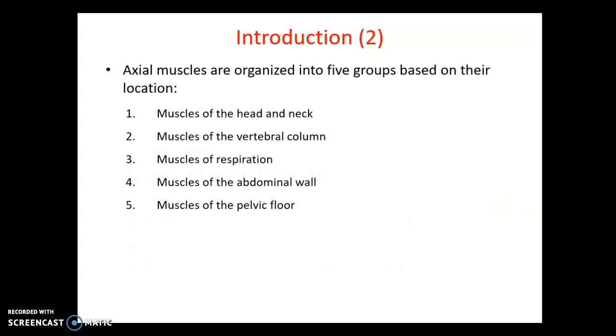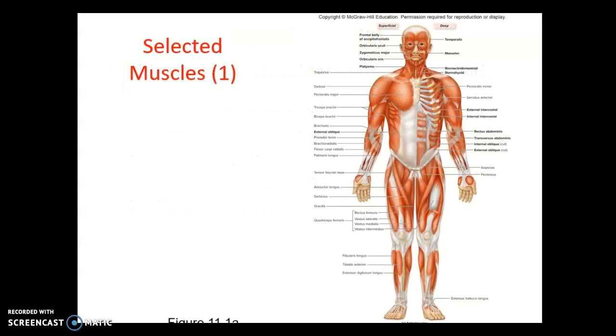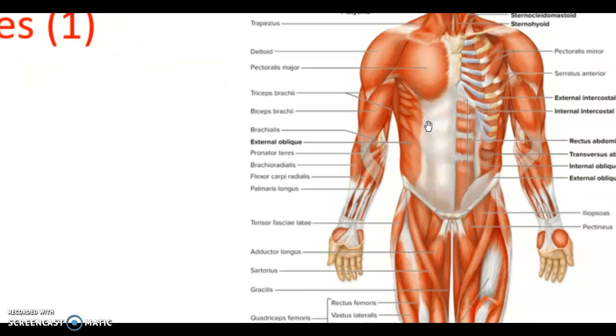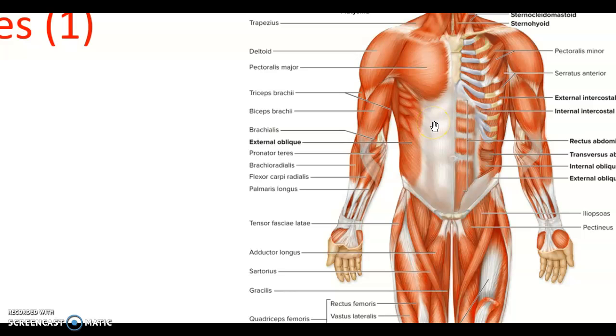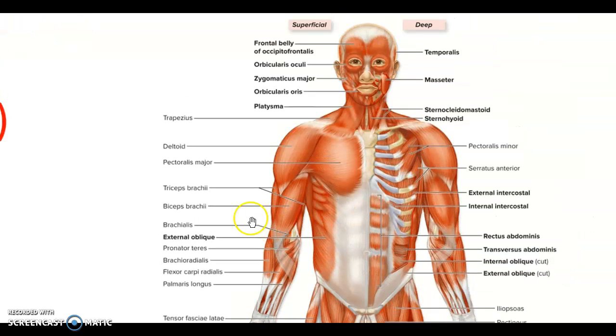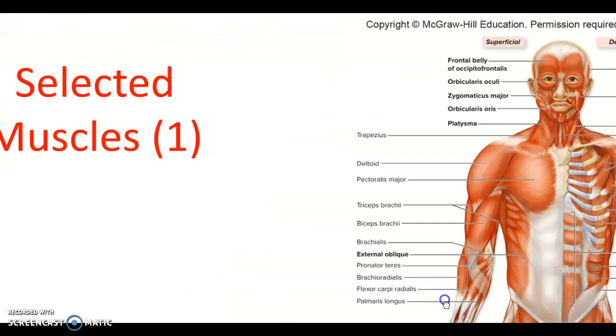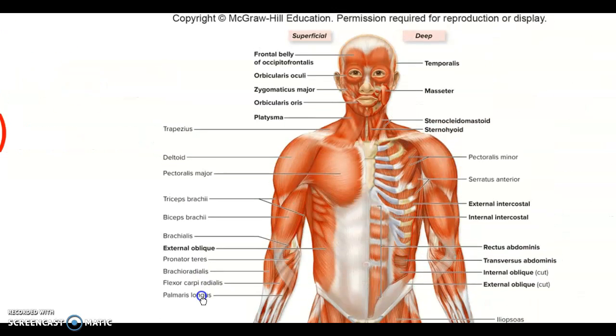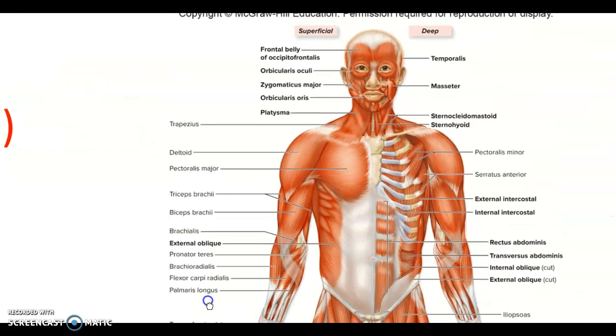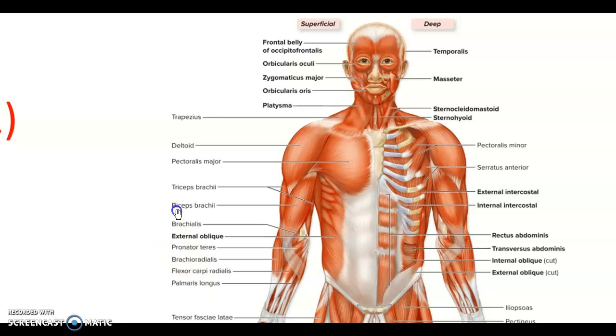So the axial muscles are organized into 5 groups: muscles of the head and neck, vertebral column, respiration, abdominal, and pelvic floor. So here are the muscles of the axial. I guess these are just selected muscles. These are random muscles I selected. I'm not sure why they did that.